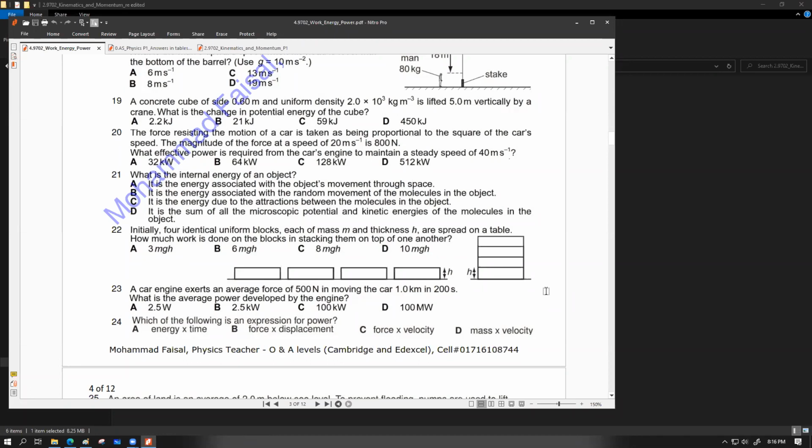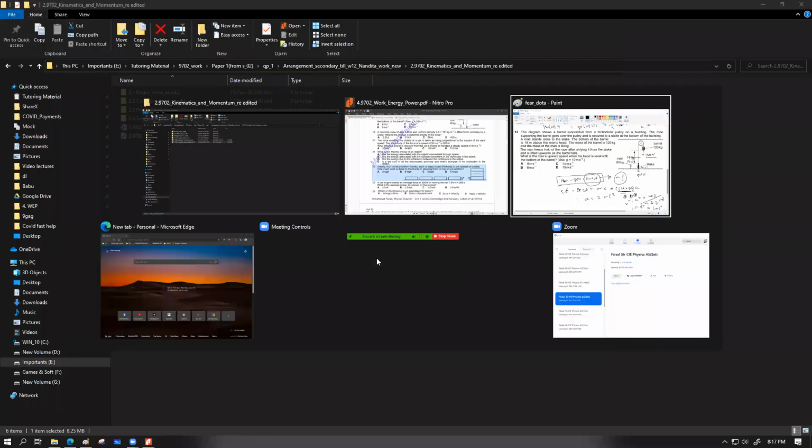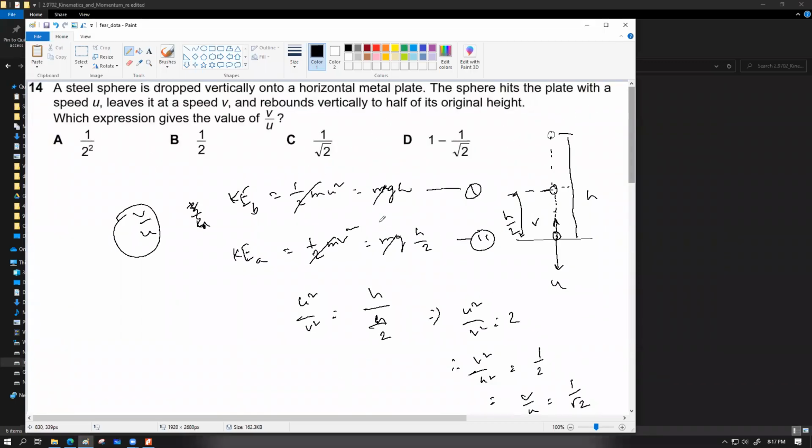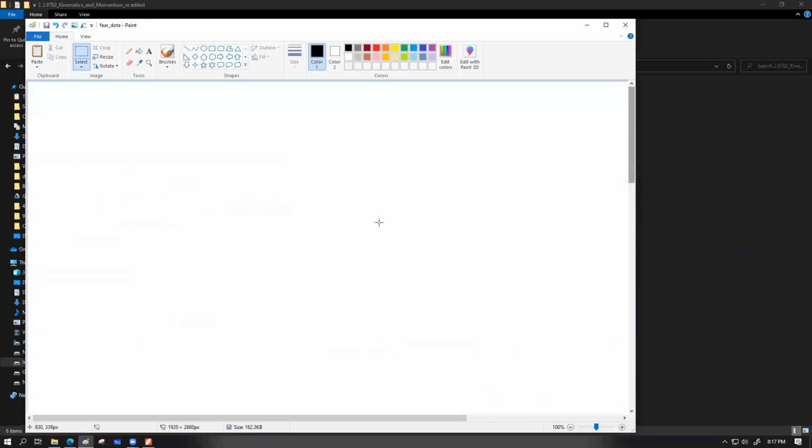The heterochromia cat. Okay, number 22. Which is the correct answer? Sir, is it B? B is the correct response. But can most of you understand how? Yes, sir, we don't need to lift the first one. Exactly, the first one doesn't need to be lifted. Beautiful.